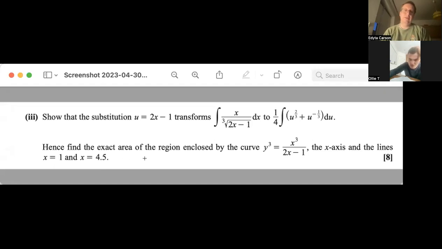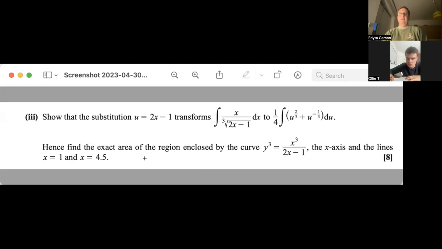4.5 at the top. Yeah, because we integrate the big thing and take away the small thing. That leaves it in the middle. So 4.5 evaluated and then take away the one value. But notice it's x equals 1 and x equals 4.5. Isn't that going to be a problem considering our integral is not in terms of x? So we'll have to substitute x back in.